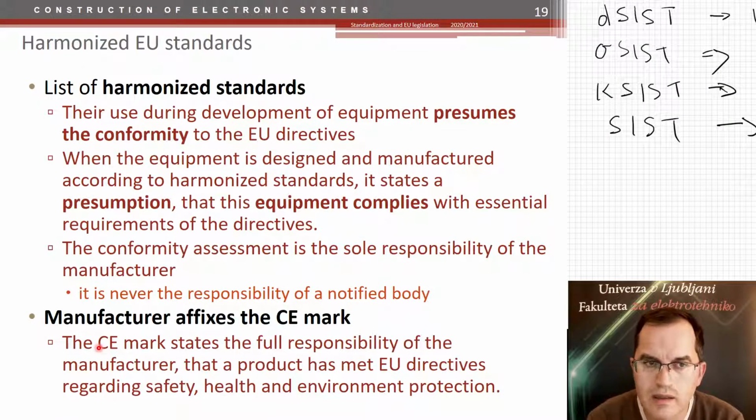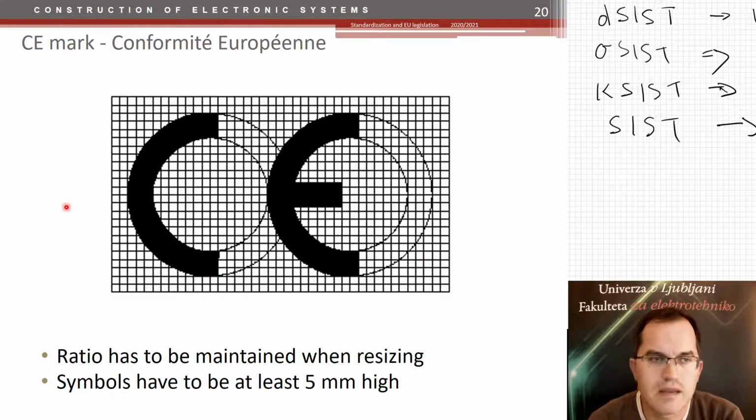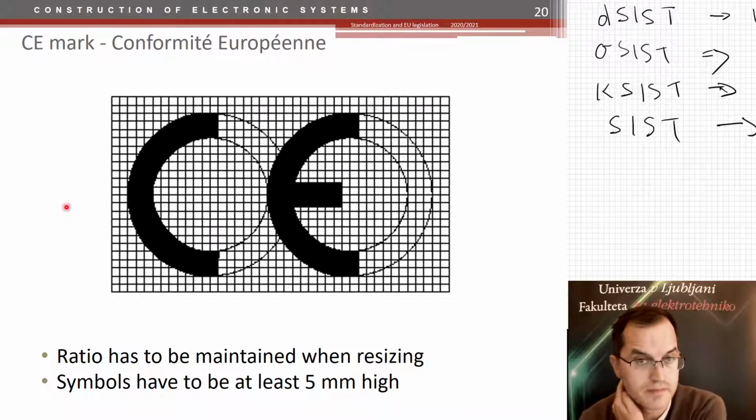So the CE mark is attached to the product by the manufacturer. And by the CE mark, the manufacturer is legally stating that it is the sole responsibility of the manufacturer for the compliance of that product, talking about safety, health, and so on. The CE mark is defined very strictly, geometrically, regarding also the ratio, sizes, and so on.